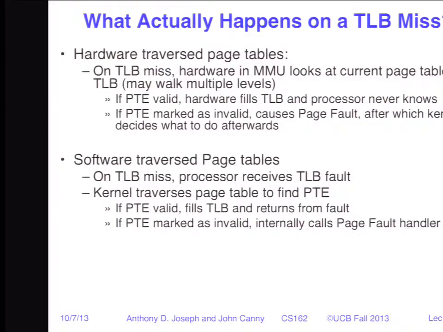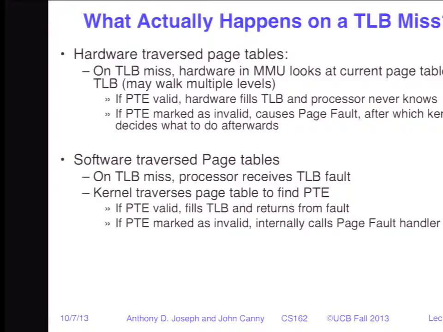The other choice is to do it in software. As software programmers, anything they do in hardware, we can do in software, and better. So on a miss, the processor receives a fault and we trap into the kernel. Then the kernel walks through the page tables to find the page table entry. If it finds a valid page table entry, it fills in the TLB and returns from the fault. If it finds an invalid page table entry, it'll call the page fault handler internally.